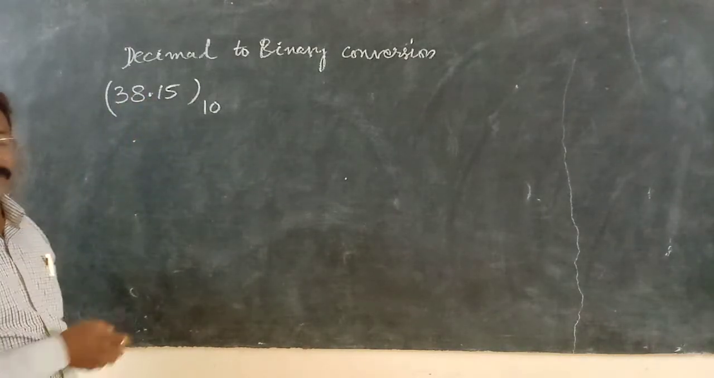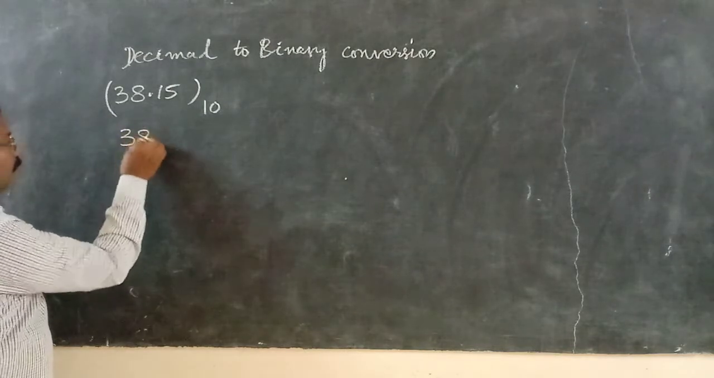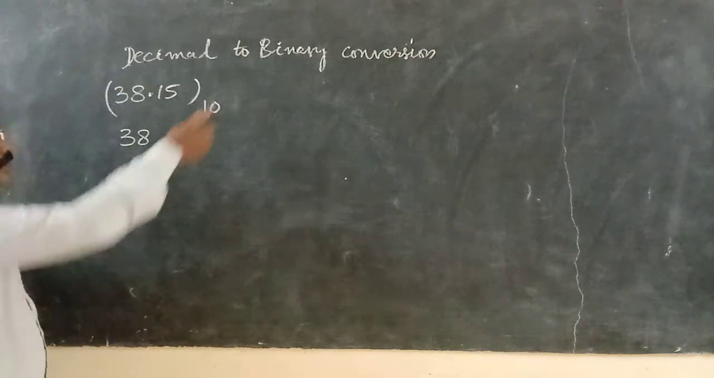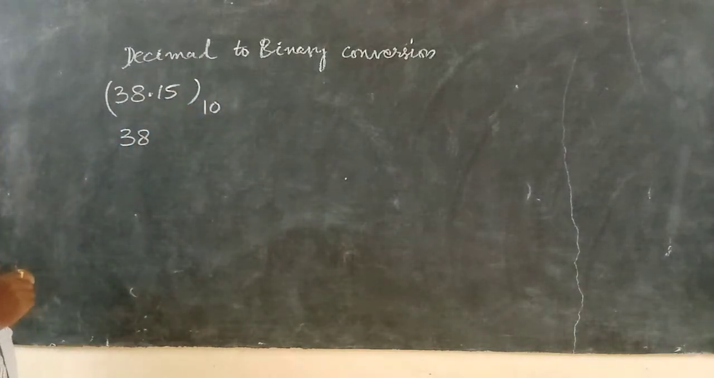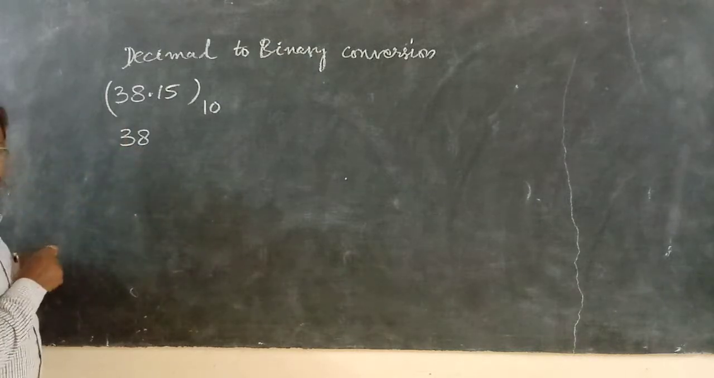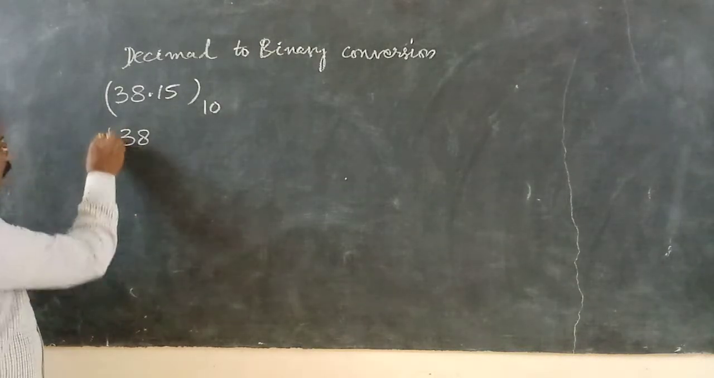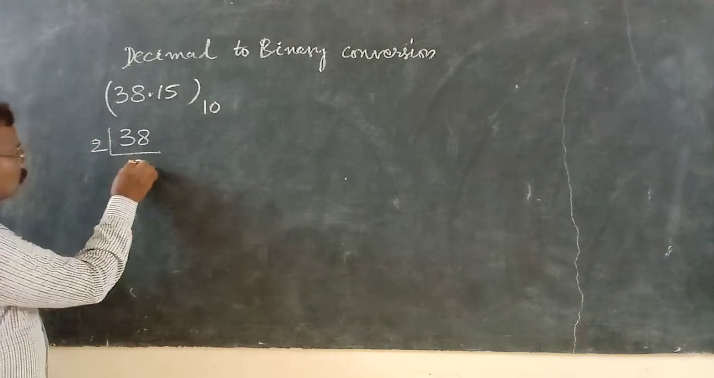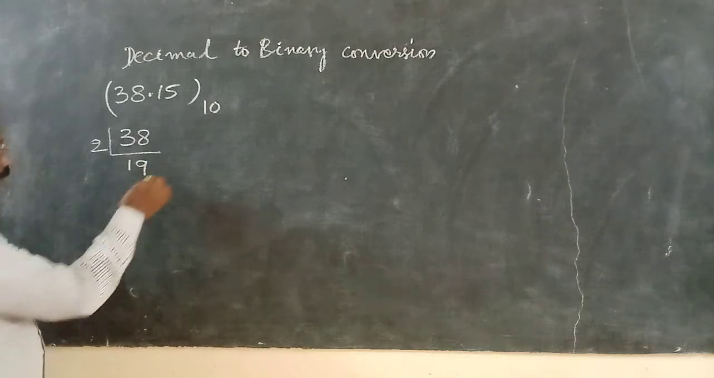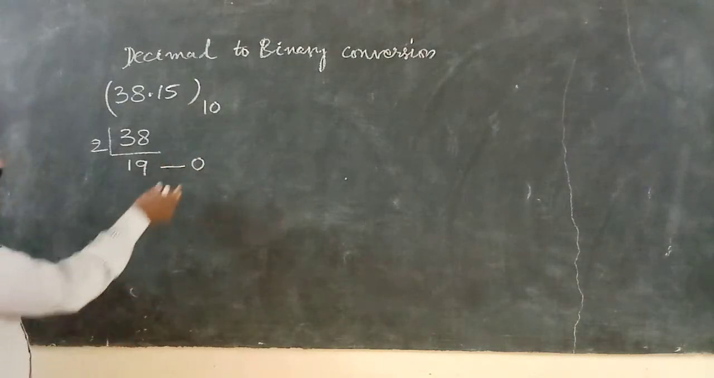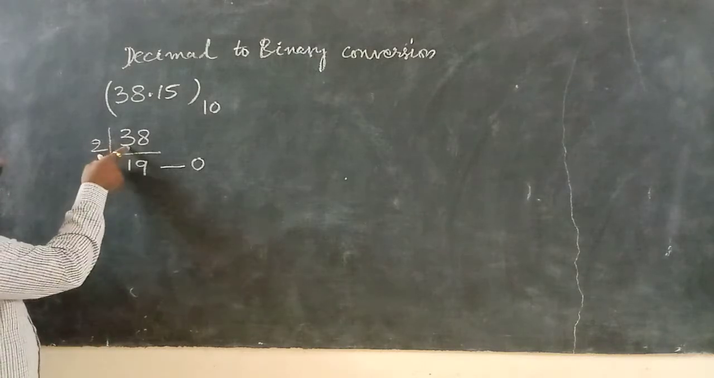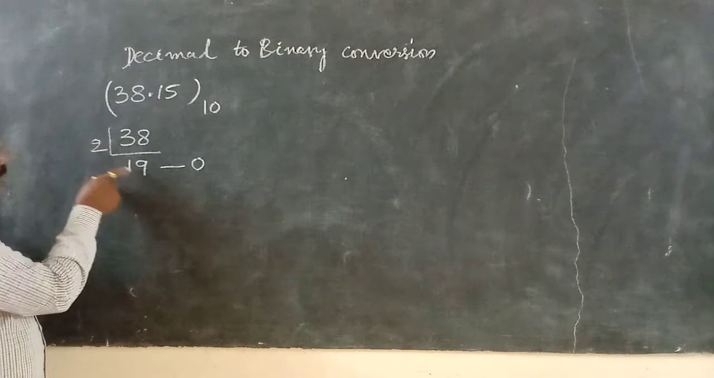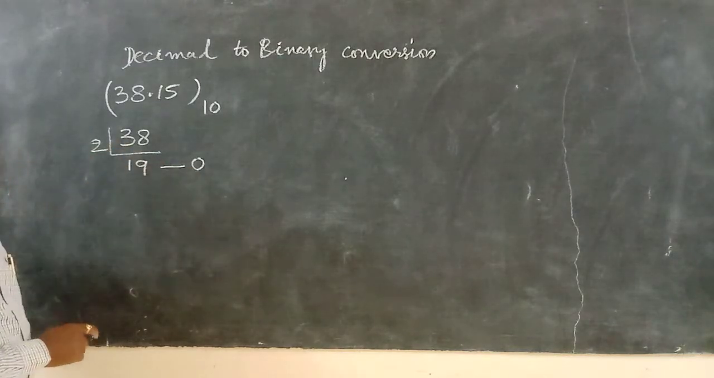First you take the integer part. Here 38 is the integer part. First you divide this integer part with base 2. You have to divide this number, the integer part, with 2. Now 19 twos are 38, and there is no remainder. That means the remainder is 0.